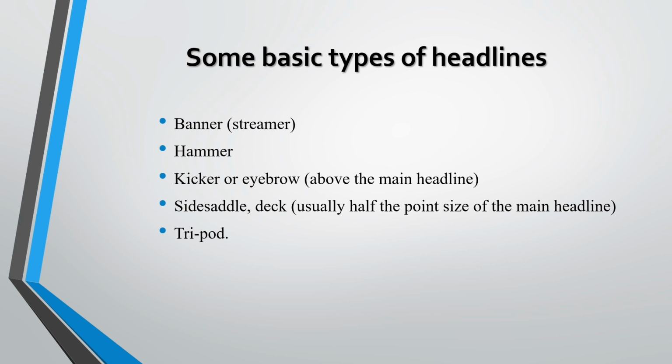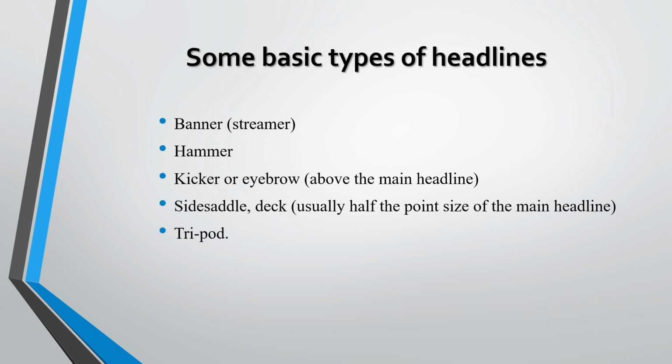So what are some of the common headlines? Here's some basic types that you'll see in most publications. The most common is a banner. It's a headline that goes clear across the page and tells a summary of what the story is about. The next is a hammer, can be used in news or feature stories. It's a large block of type with a smaller printout below it.